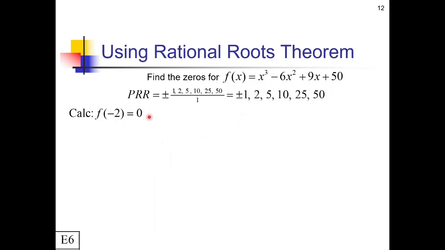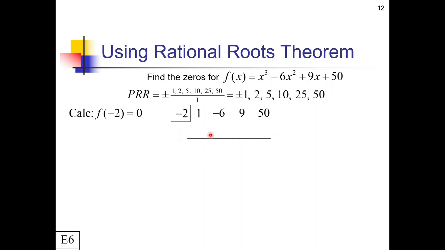So f of negative 2 was 0, so we're going to try negative 2 out with synthetic division now that we've established it'll give us something good. And if you didn't have a calculator available to try all these out, you could try every last one of these out using synthetic division. This is just a little bit faster with the calculator if it's available. So we've got our coefficient of 1, negative 6, 9, and 50. And negative 2 now is our k-value up here.